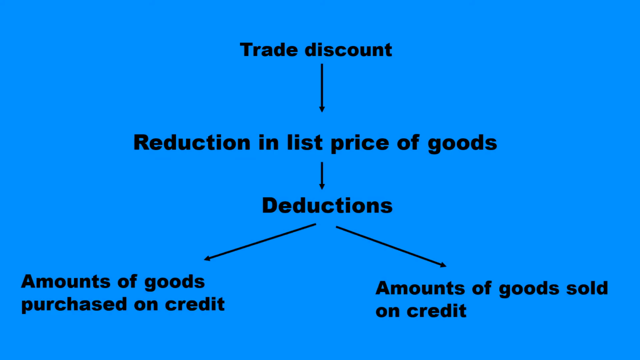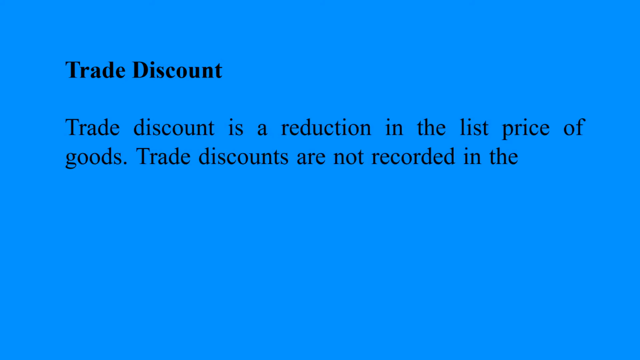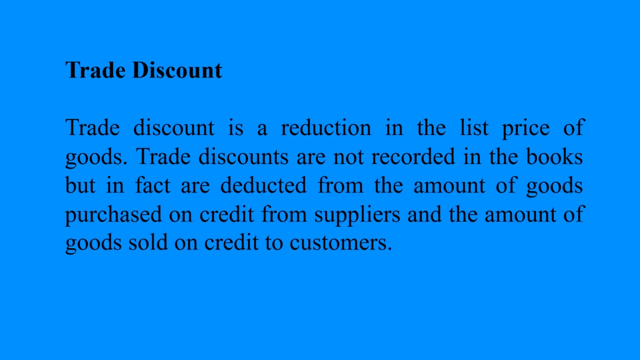Trade discount is defined as a reduction in the list price of goods, that is, deductions from the amount of goods purchased on credit or deductions from the amount of goods sold on credit. Therefore, trade discount is a reduction in the list price of goods. Trade discounts are not recorded in the books, but in fact are deducted from the amount of goods purchased on credit from suppliers and the amount of goods sold on credit to customers.